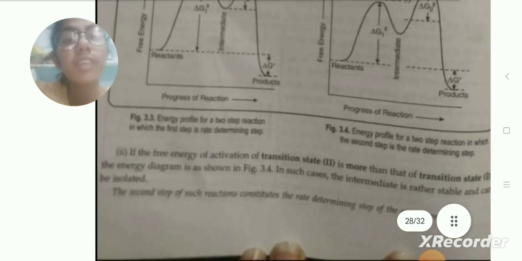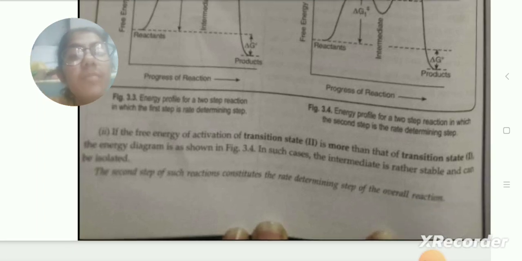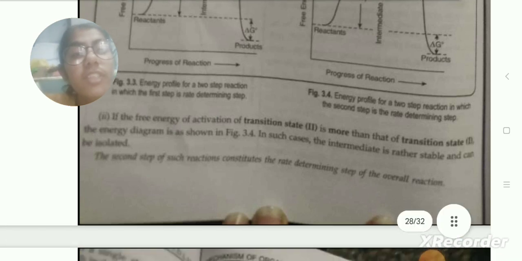Second, if the free energy of the transition state 2 is more than the transition state 1, the energy diagram is shown in 3.4. In such a case, the second step of the reaction is considered the rate determining step of the reaction.